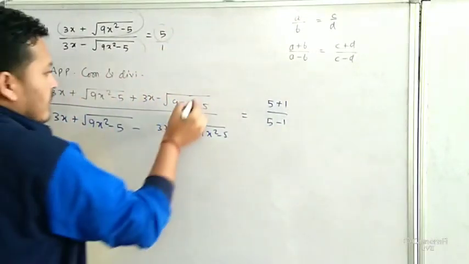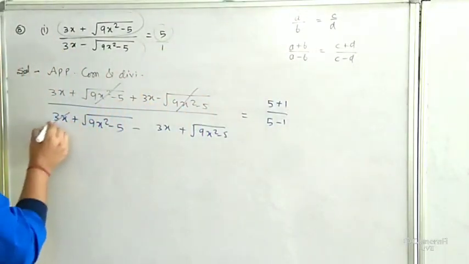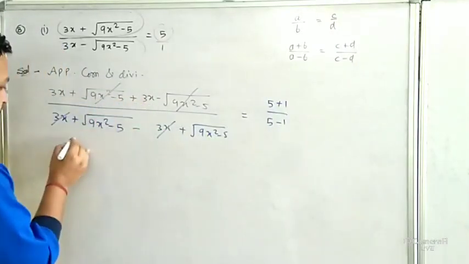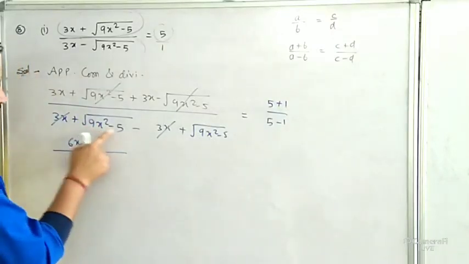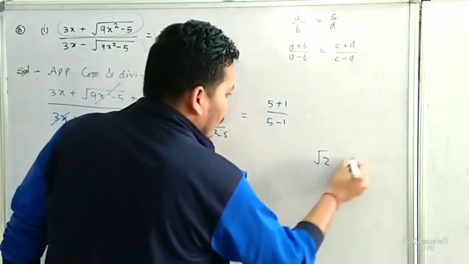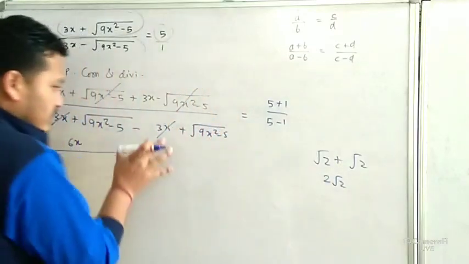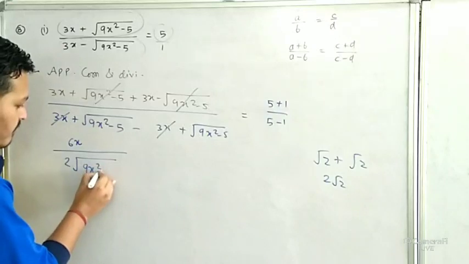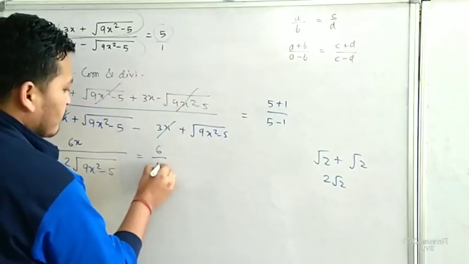So now solve it, sir. These are the same terms, and again opposite sides cancel out. 3x and minus 3x cancel out. The remaining here is 3 or 3, 6x upon root 9x square minus 5. Same terms are coming here. And as you know, if root 2, what is the sum here? So 2 root 2. Similarly here 2 root 9x square minus 5. Then it is equal to 5 plus 1 is 6 and 5 minus 1 is 4.